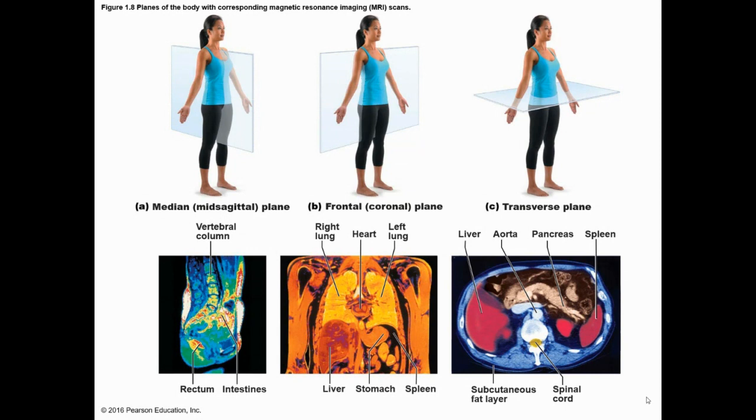The next one, I like teaching this because it makes me happy. Frontal plane gives you front and back, so anterior and posterior side. But the reason why it makes me happy is when I get to talk about coronal plane. It means the same thing as frontal plane.